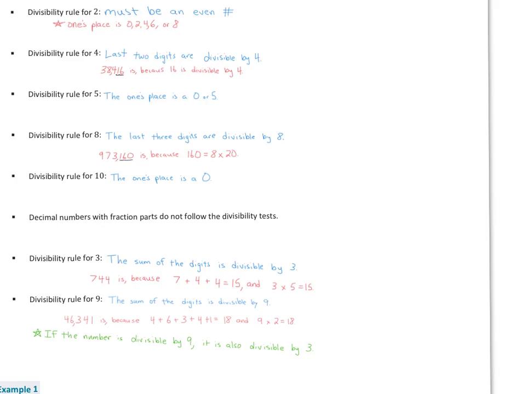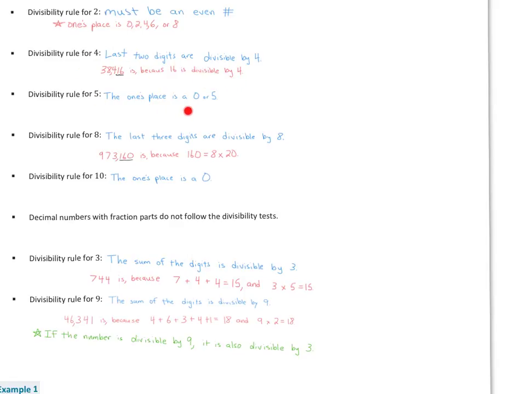So here's some divisibility rules that can help guide you on bigger numbers. It is always divisible by 2 if it's even. And here's, of course, what even means to review that. For 4, it's always divisible by 4 if the last 2 digits are divisible by 4. So in the number 38,416, the last 2 digits are 1 and 6, or 16. And 16 is divisible by 4, so therefore the whole number is divisible by 4.